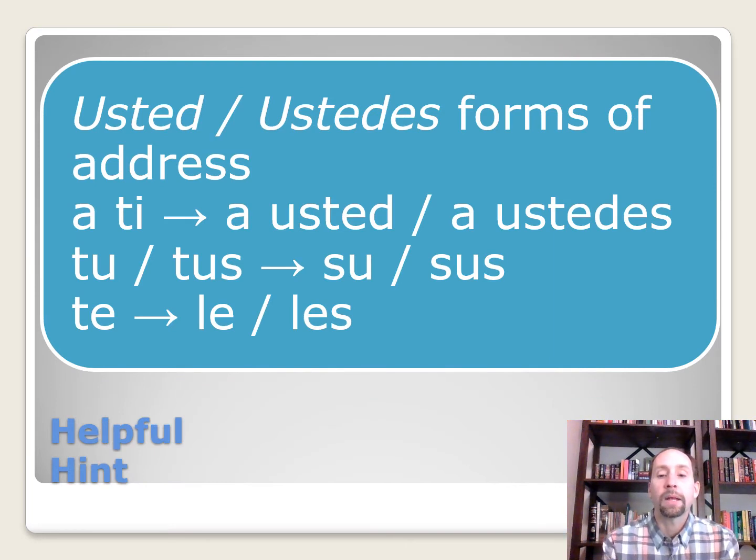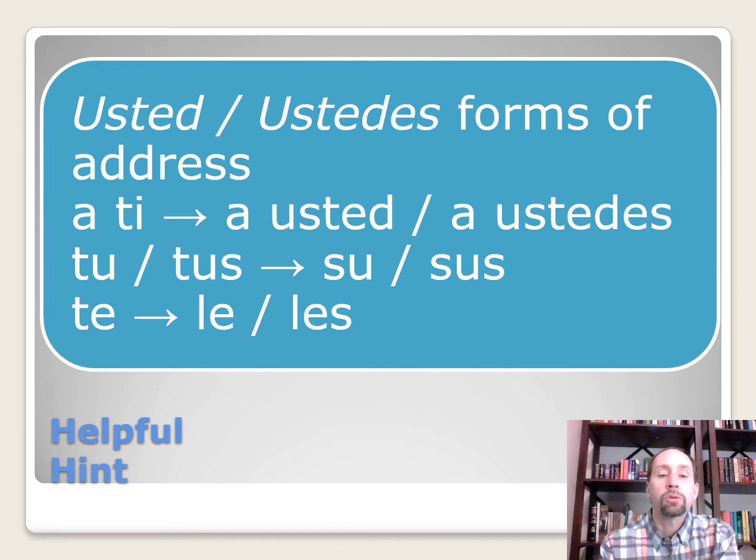Another thing to keep in mind here is we may need to use the formal form of address, such as usted or ustedes, which is the formal you. Since we don't typically use this one as often, more often we use the tú form. So anytime I want to say a ti, to you, I want to use a usted or a ustedes, the you singular formal and the you plural formal.